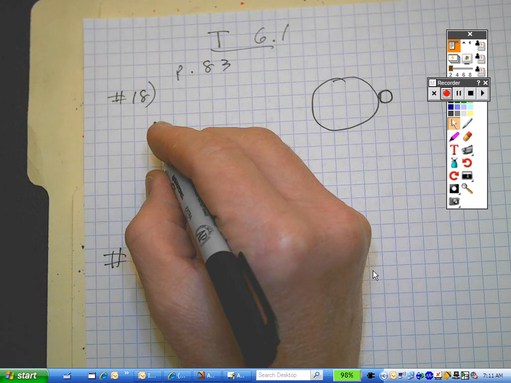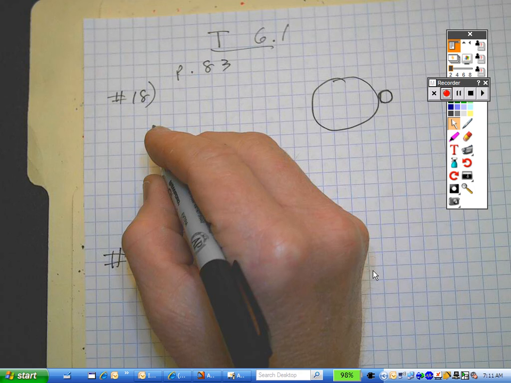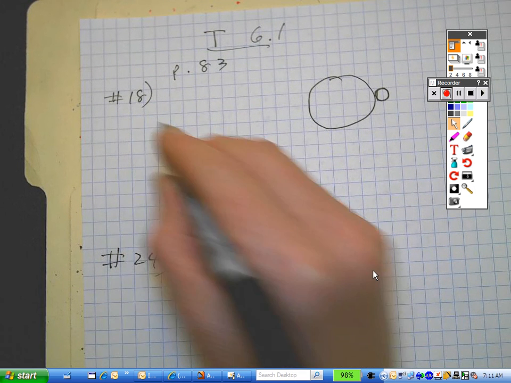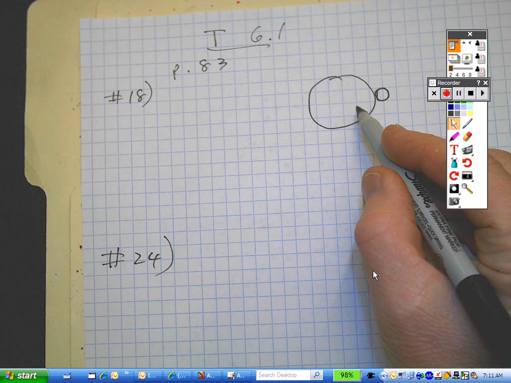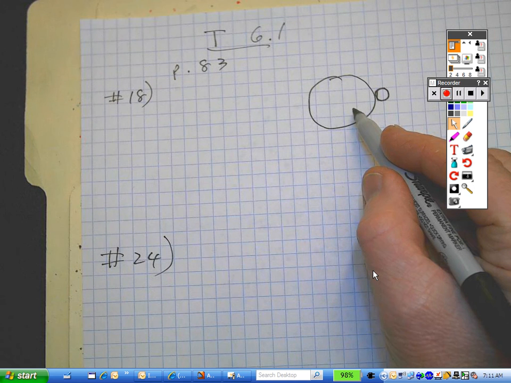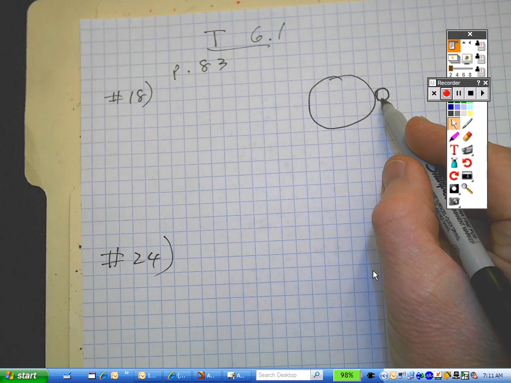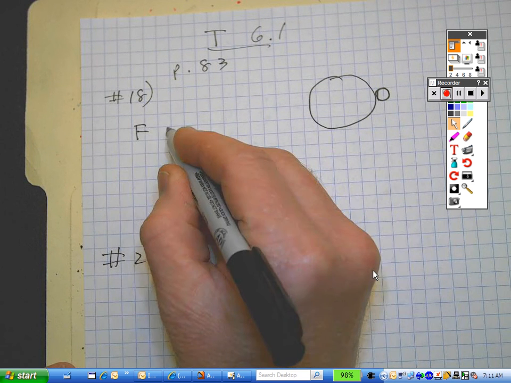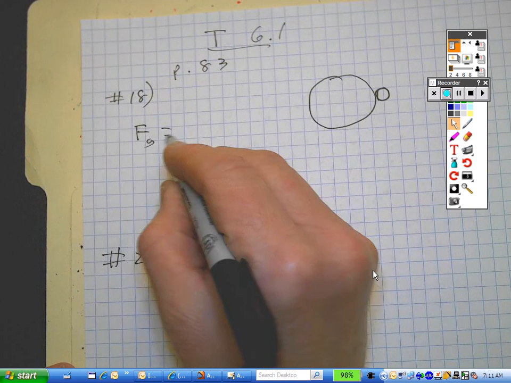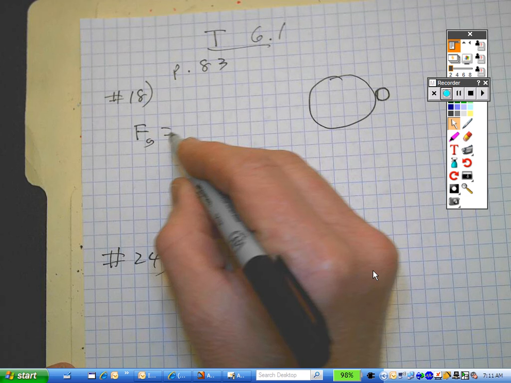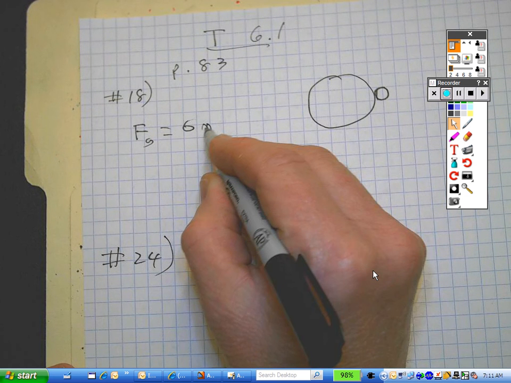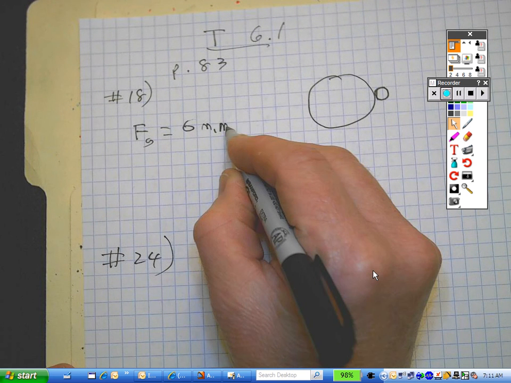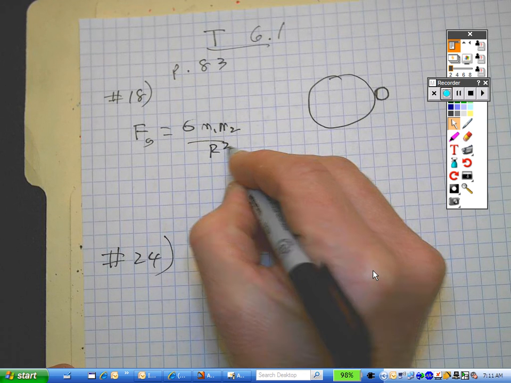And for instance, with number 18, you have two objects, a bowling ball being one of them, and you're certainly going to use the force of gravity formula. And the force of gravity in general is, recall, capital G, M1, M2 over R squared.